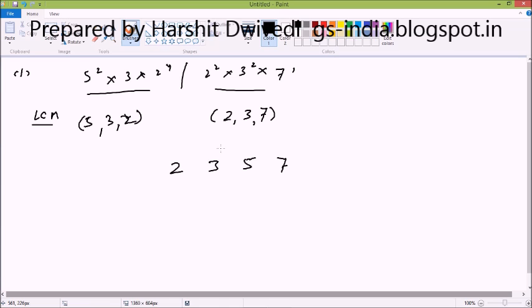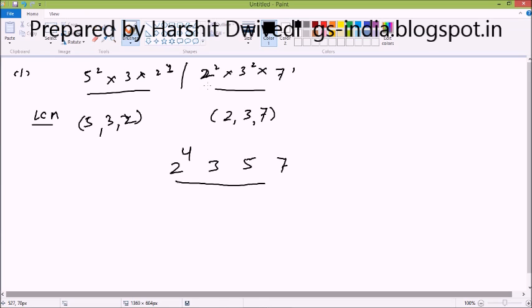Now, how many 2's are there in the first number? There are 4 2's in the first number. And how many 2's are there in the second number? 2 2's. So obviously, which one is more? 2 to the power 4 is more. So I am going to consider it here as 2 to the power 4. Because keeping 2 to the power 4 in the final number will ensure that in both the numbers, that is 5 square into 3 into 2 to the power 4 and 2 square into 3 square into 7 to the power 1, all elements of 2 have been counted.